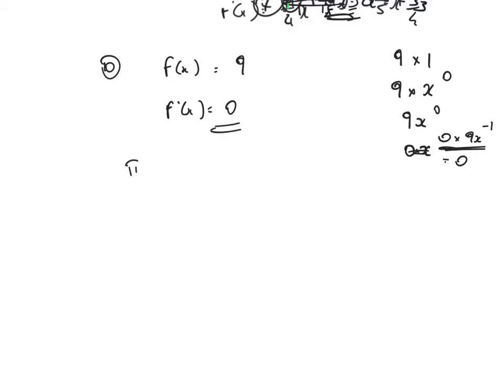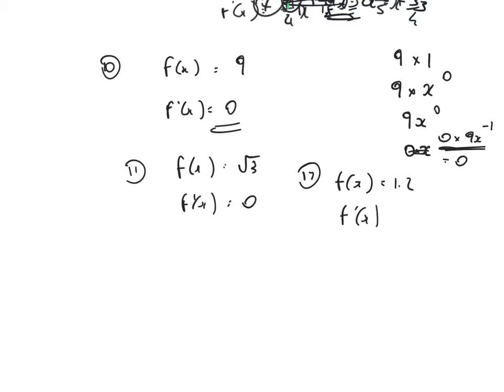So example 11, we're going to differentiate root 3. Well, it's a constant, so I barely even need to think about it. You differentiate it and you get 0. Example 12, differentiate 1.2. It's a constant, therefore it becomes 0. Let's try one more. F of x equals pi. Well, it's a constant, so you differentiate it and it becomes 0.